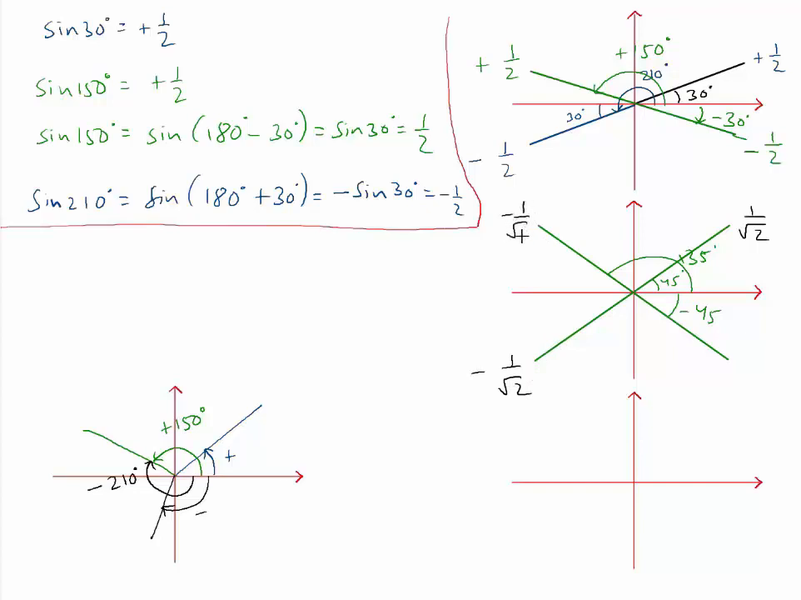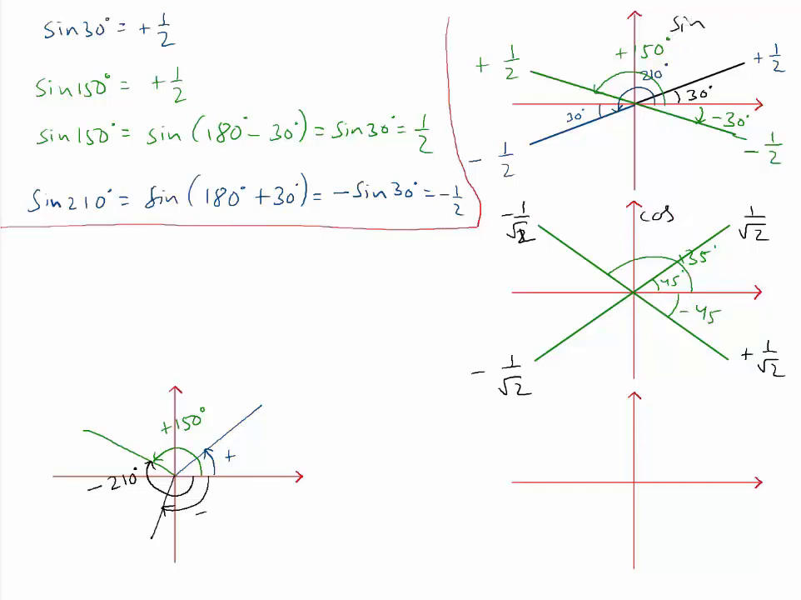This would also be negative because cos is negative in the second quadrant. However, in the fourth quadrant it's positive, so this would be plus 1 by root 2. So this is about cos. This was about sine. And similarly we can do it for other angles.